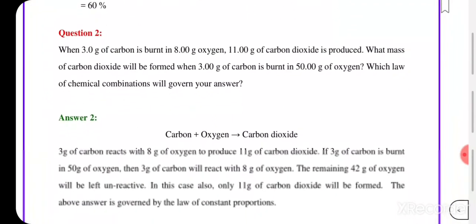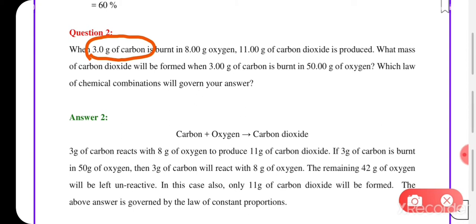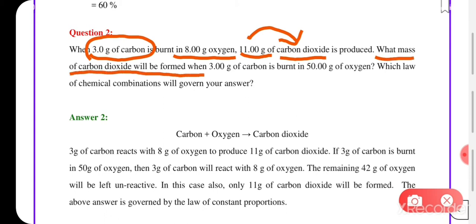In the next question it is given that there is carbon, 3 grams of carbon. Suppose there is something made of only carbon and its mass is 3 grams. When it is burnt in 8 grams of oxygen, 11 grams of carbon dioxide is produced. Now they are asking what mass of carbon dioxide will be formed when 3 grams of carbon is burnt in 50 grams of oxygen.